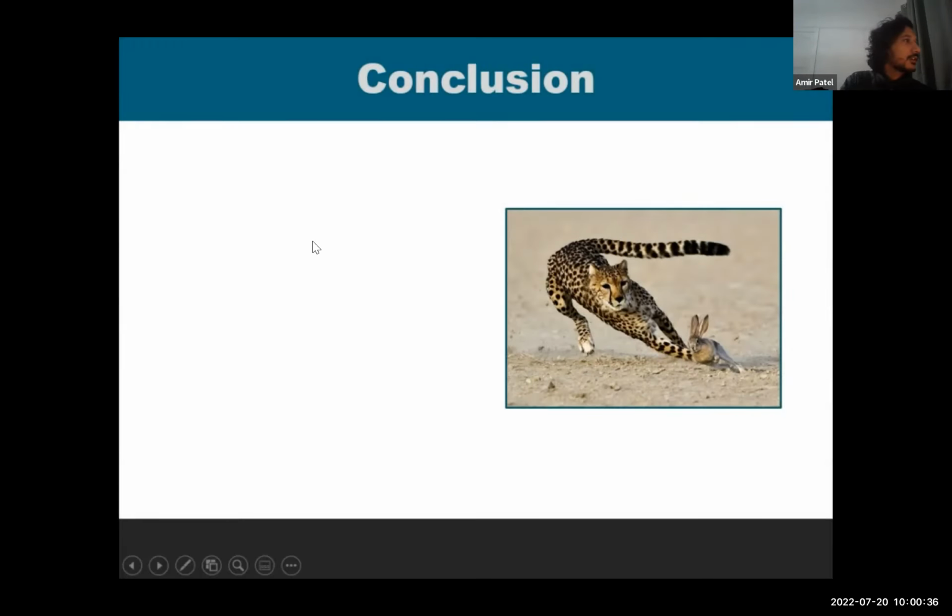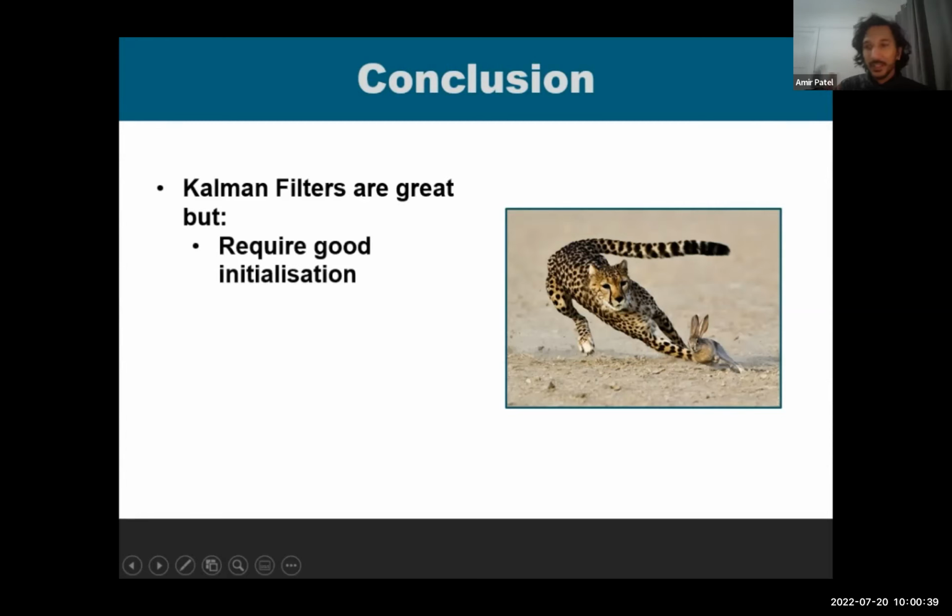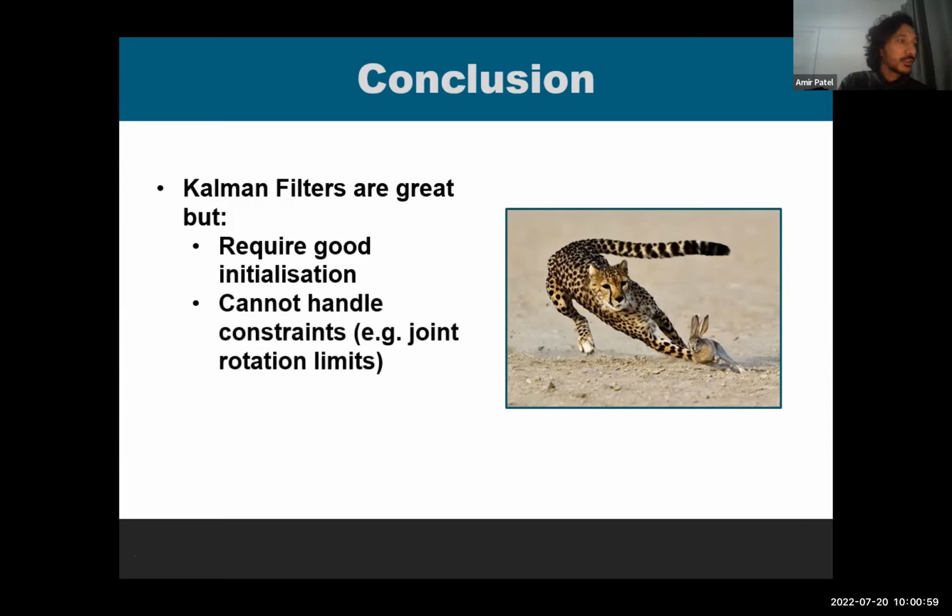Okay, so the Kalman filters are great, but like I said, they require really good initialization. I've tried to make the initialization worse, but generally, if you play around with that filter enough, it will not converge and go unstable. It can't handle constraints. For example, your spine in the cheetah's example can't bend upwards like that. It can only bend downwards like that. So you can't add that into the Kalman filter.